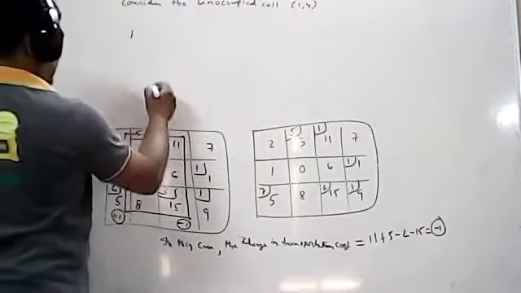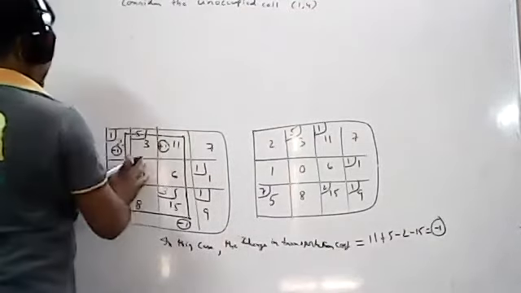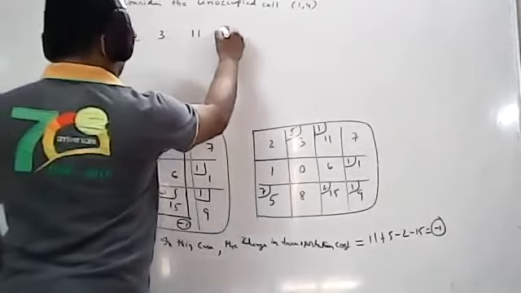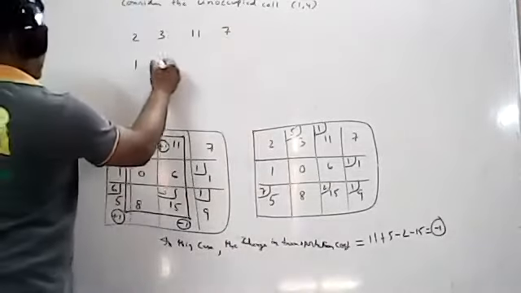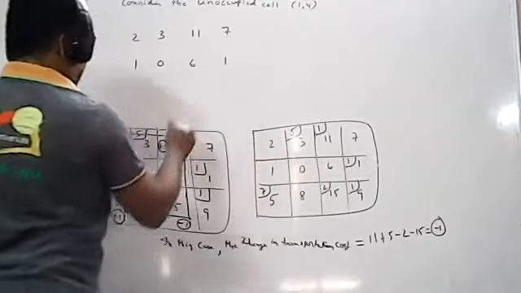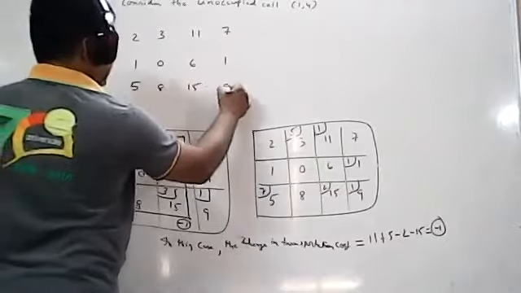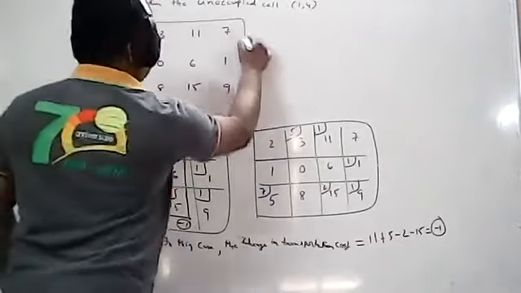So the same table as it is. Actually this is the main table. 2, 3, 11, 7. This is 1, 0, 6, 1. This one is 5, 8, 15, 9.